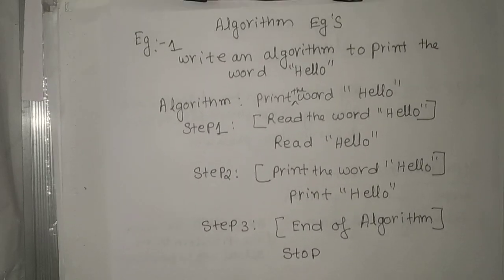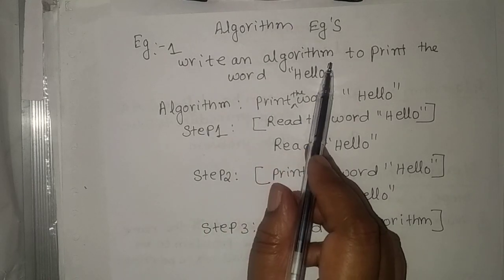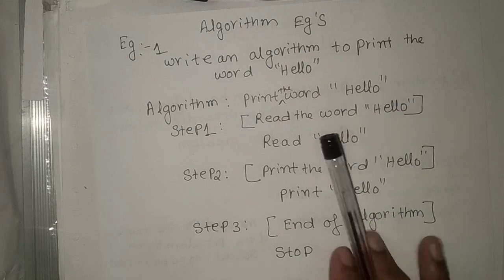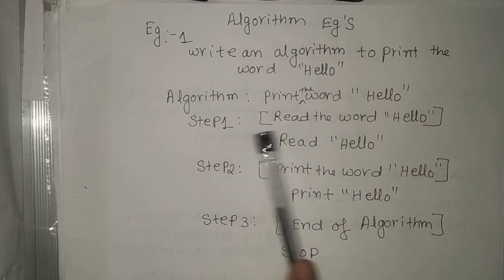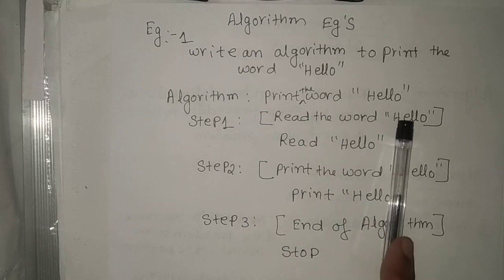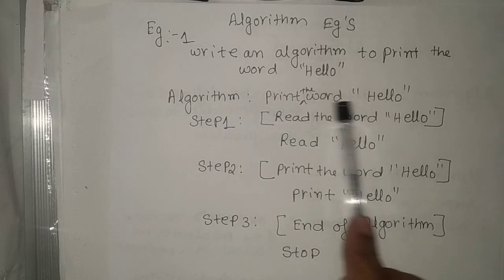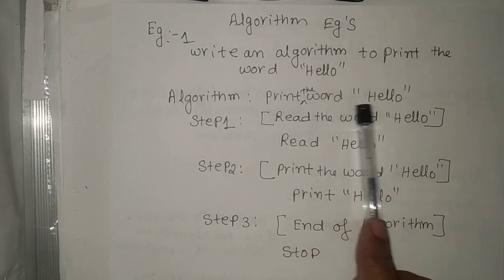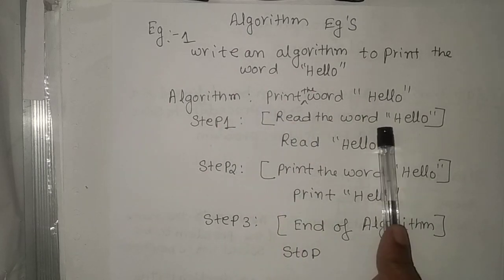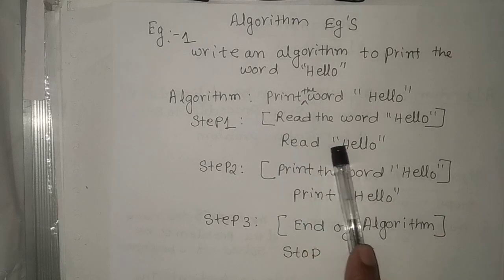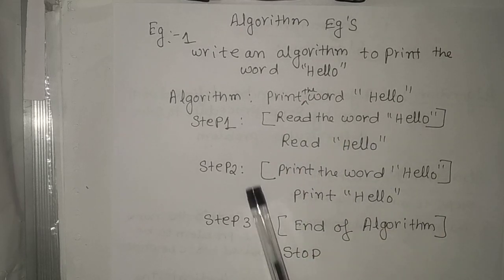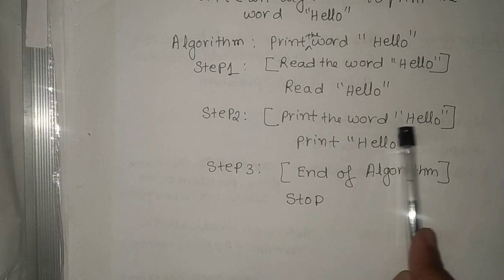Once again I'll explain this. This is an example to write: just read a word and print it. The first line is algorithm: print the word. This is the topic of the algorithm. Then step 1, we write in the bracket: read the word hello. Then the read statement, we write read hello. Then step 2, print the word hello.